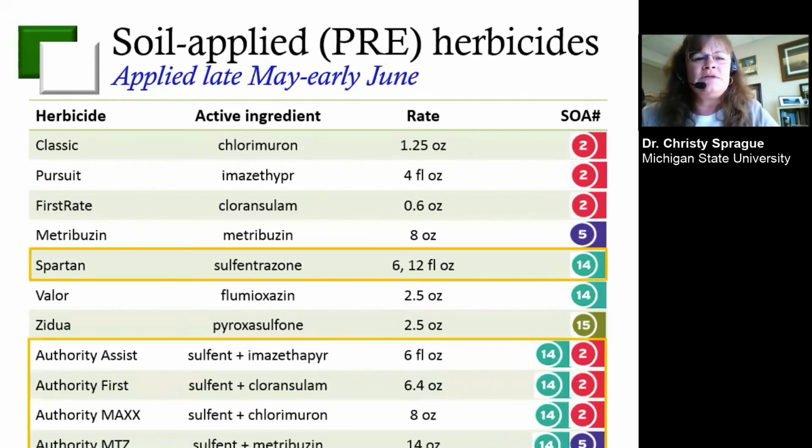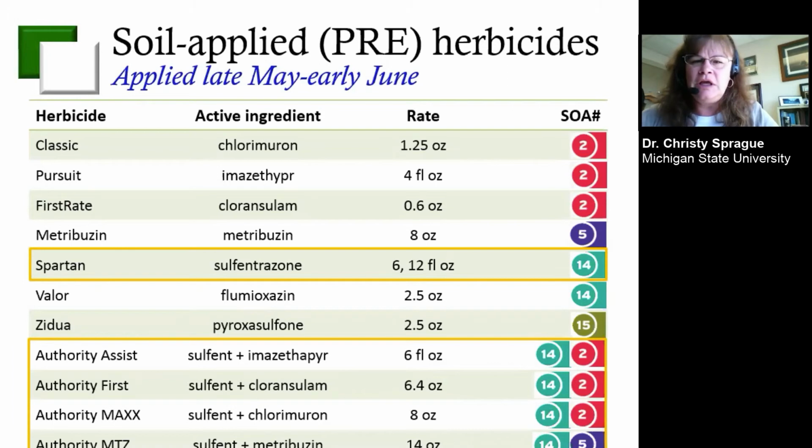We did look at some other mixtures, and the mixtures that we looked at were all the different types of Authority products. So these pre-mixtures you can see all have sulfentrazone or Spartan, and they're all called Authority something. And then the addition, like Authority Assist, would also have basically Spartan plus Pursuit, and Authority First would be Spartan plus First Rate, and you can see what those mixtures are.